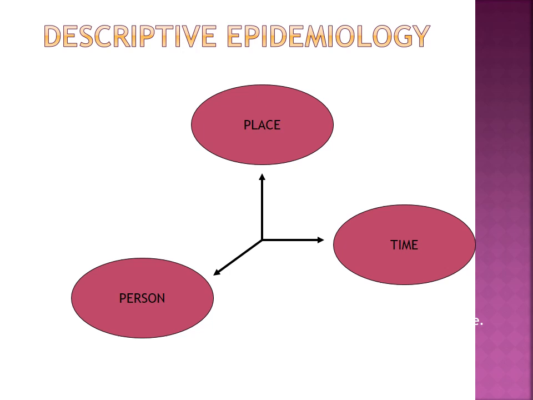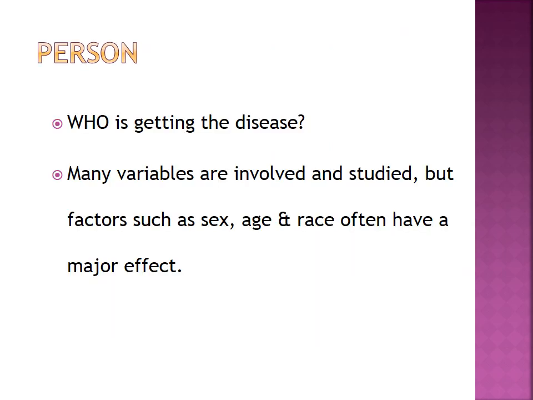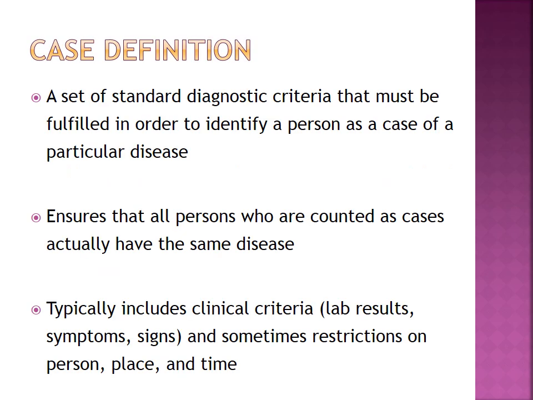So these three actually describe an epidemic. In the case of a person who is getting the disease, there are many variable factors like age, sex, race, occupation, educational status, and particular risk factors that make them more prone to a certain kind of disease. So in that case, we have to make a case definition first.